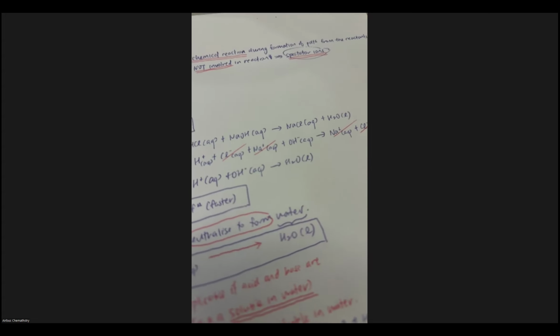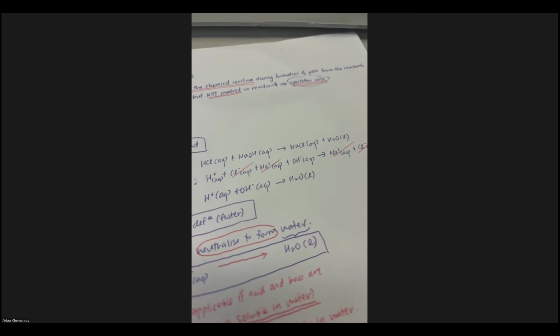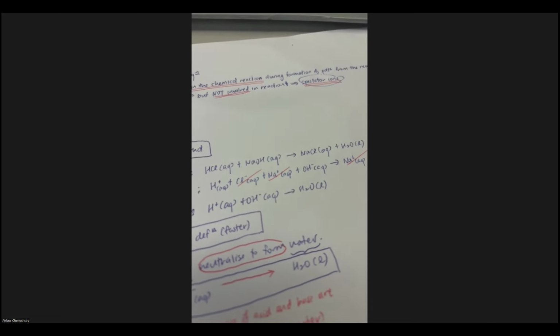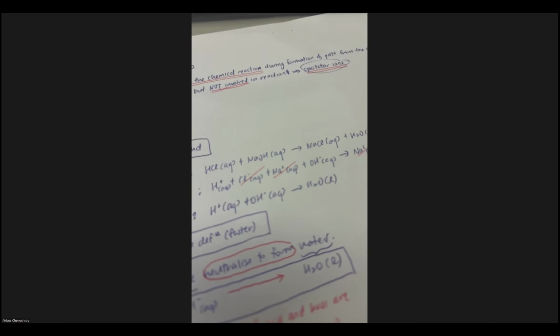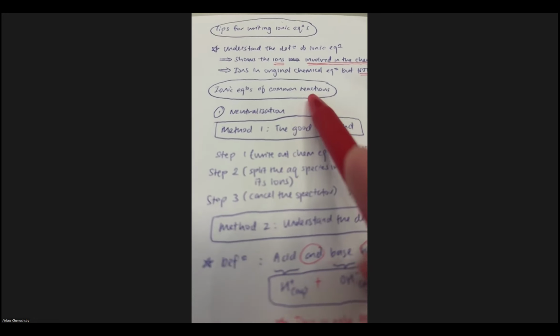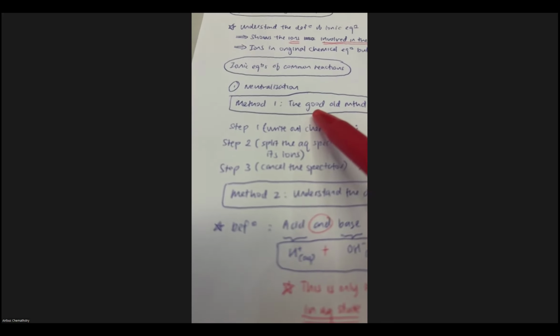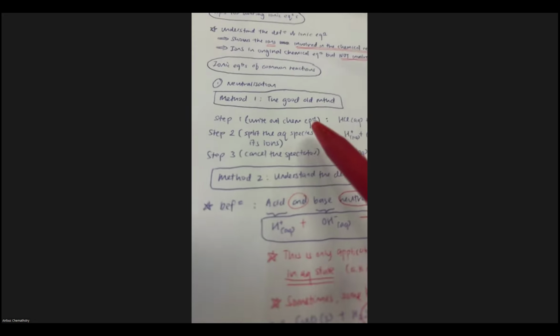I'm going to teach you all some special ways to write ionic equations for certain reactions, right? Because what your school will have taught you is, say, you'll see some ionic equations of common reactions, and neutralization is one of them. So this good old method is what your school will have taught you. Your school will have taught you these three steps, right?